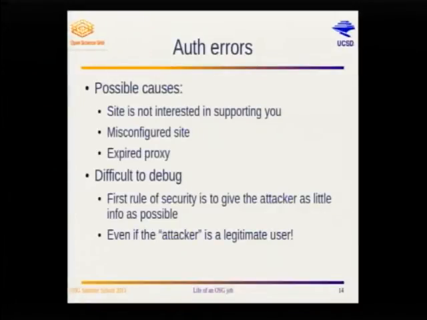So let's start with authentication errors. As we said, you need to present something to the site so that they will know who you are, and then the site needs to decide that they are willing to let you in. And when you try to go to a site and you get the famous Globus error 7, you are not authorized, several things could be the reason for that. The site may not be interested in supporting you. You are trying to go to a site that clearly has no intention of supporting you. So sort of your problem.